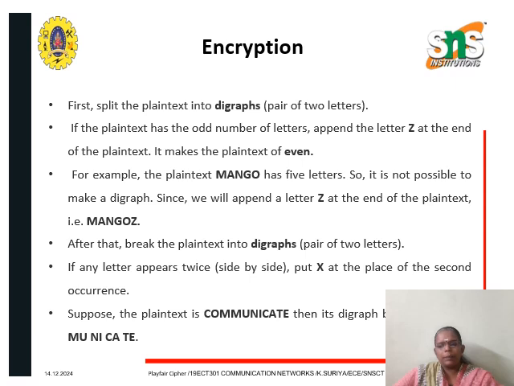After that, break the plain text into digraphs. If any letter appears twice, like in balloon, BALLOON, LL is occurring twice, OO is occurring twice. Like that, then we'll be using only one letter and you'll be adding a letter X or Z in between. So for example, you consider the word communicate. Here M is occurring two times. So when you split it into digraphs, you will be splitting it as CO, MX, MU, NI, CA and TE.